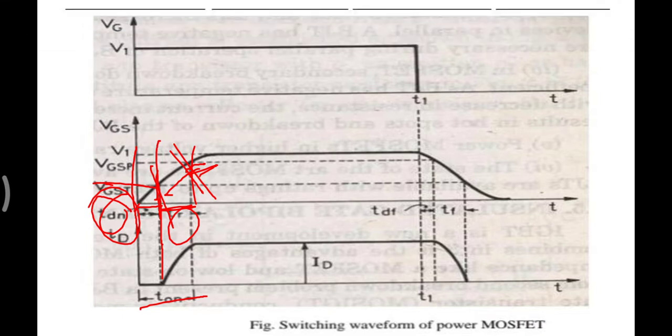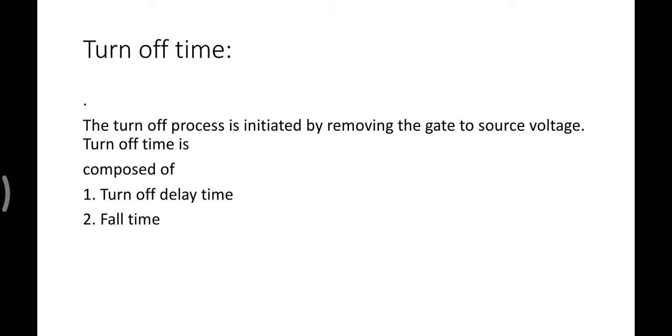And the second one we have to discuss is turn off time. So what is the turn off time? The turn off process is initiated by removing the gate-to-source voltage. It is the time taken to remove the gate-source voltage until it reaches 0. Here also the turn off time has two parts. First one is turn off delay time and second one is fall time.